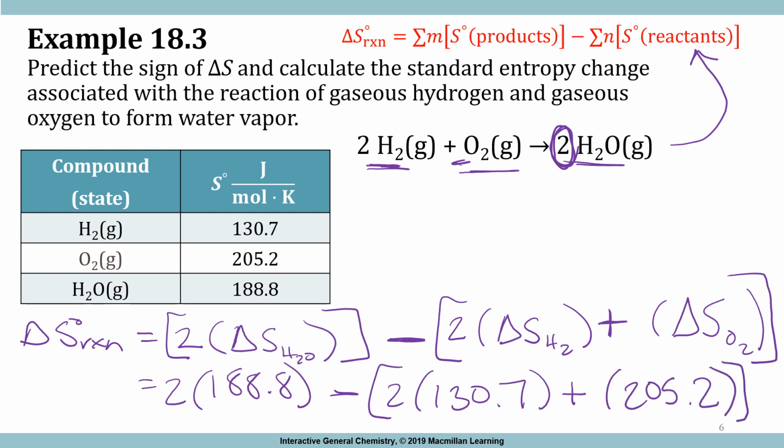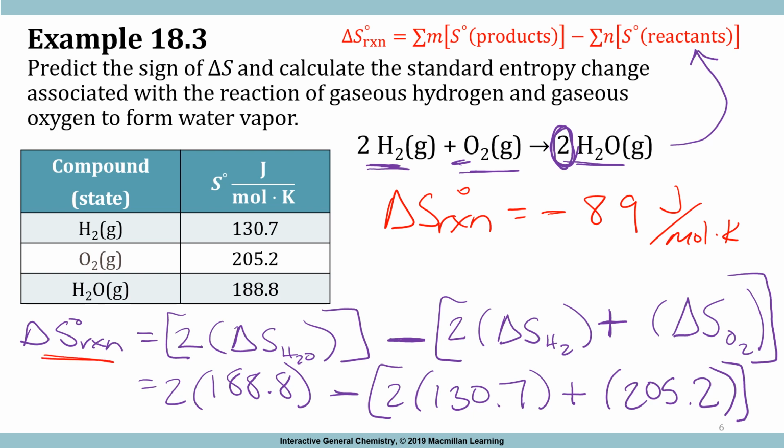So that's just going to be the hardest part, is setting this equation up, and then you just have to plug and chug. So our entropy of the reaction equals negative 89 joules per mole Kelvin. I didn't include units in here because technically they're all going to have the same unit in the end anyway.